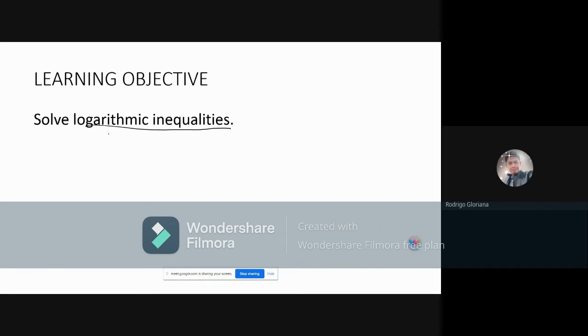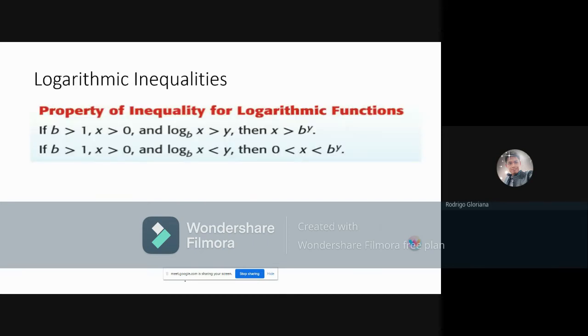Ano ba yung mga example ng logarithmic inequalities? For example, we have the logarithm of x to the base b with a symbol of greater than y. Pwede rin, logarithm of x to the base b, which is less than y. Still, that is inequalities. Let's have now the property of inequality for logarithmic functions.